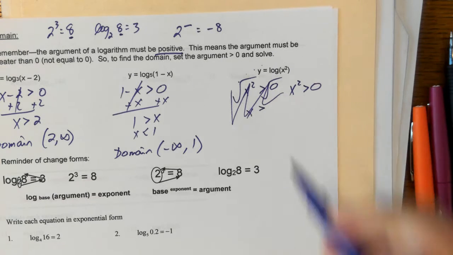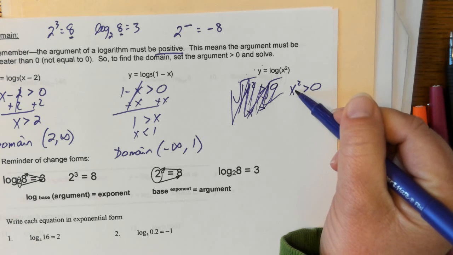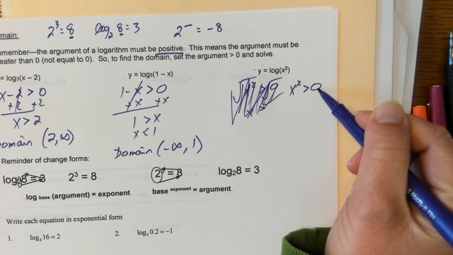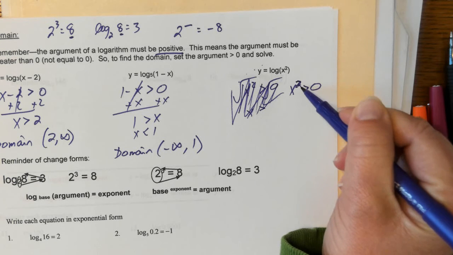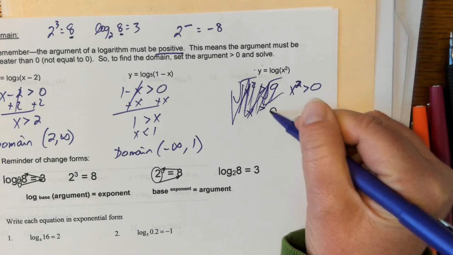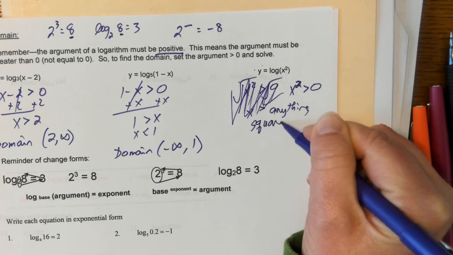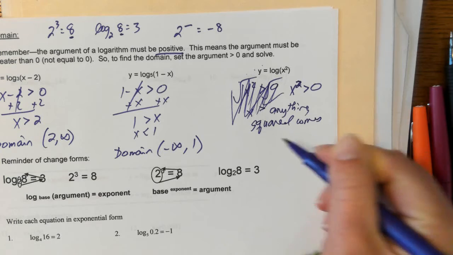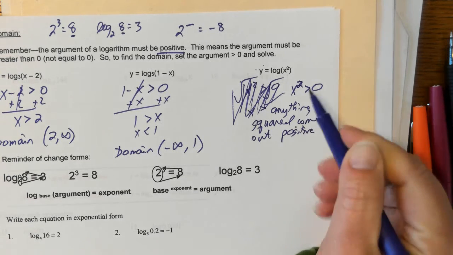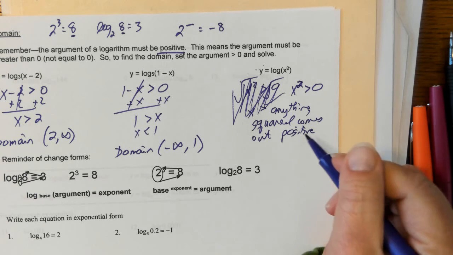Now, if you think about this for a second, rather than take square roots, would you agree that no matter what number I put in for x, it's going to come out positive? If I put in a positive number and I square it, I'm going to get a positive number, something greater than 0. But if I put in a negative number and square it, that's also going to come out positive. So anything squared comes out positive, except for 0, because if I square 0, I get 0, and 0 is not greater than 0. But other than 0, anything will come out positive.